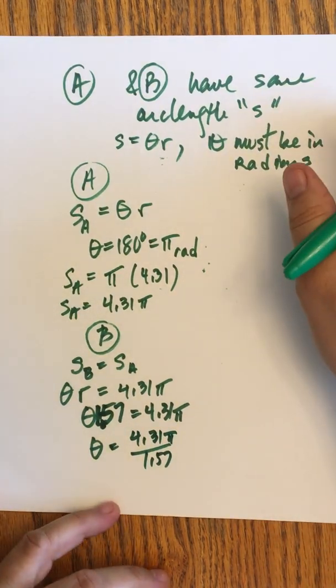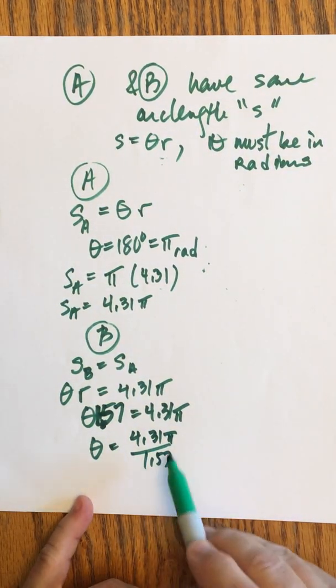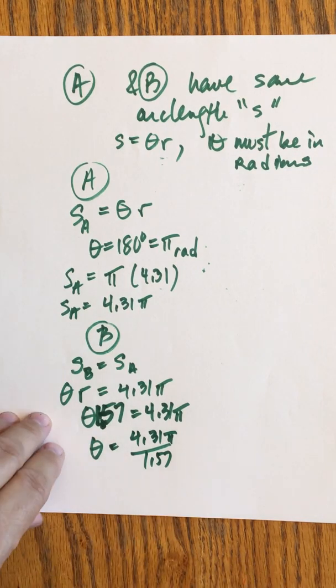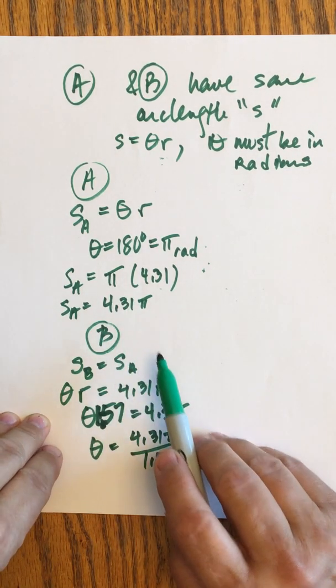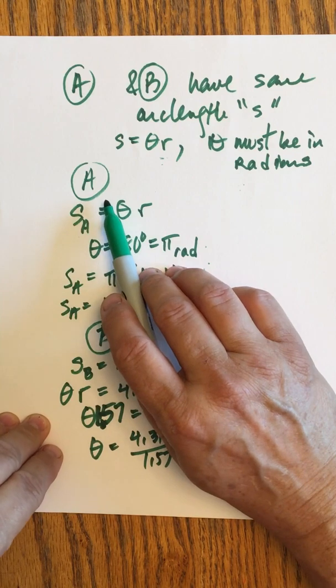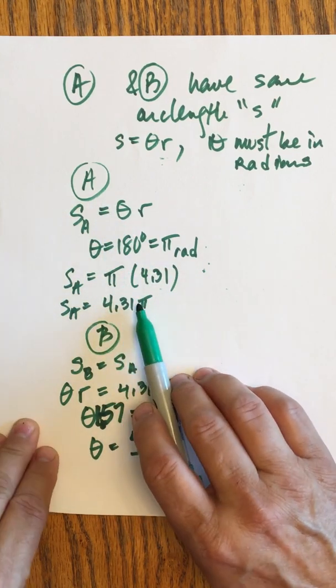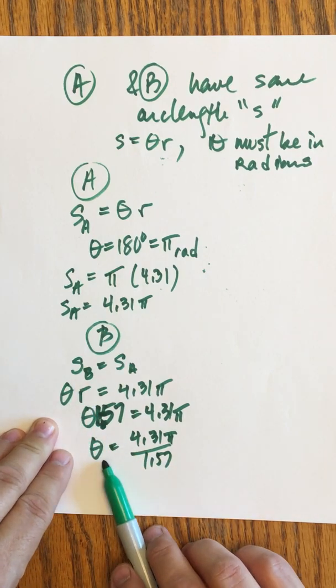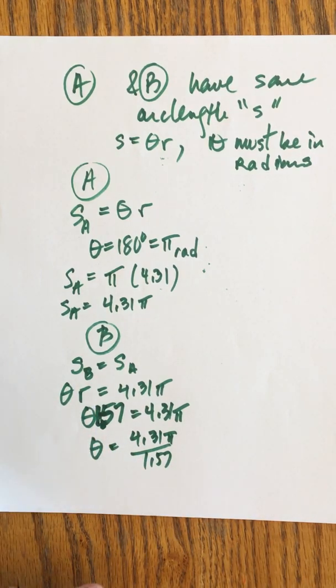Okay. Now, if you notice, I'm not finding numbers, and I'll explain why at the end. All right, so starting with A, I found its arc length. Then I used that arc length because it's the same as the arc length for B, which allowed me to find the rotation for B. Right? Now, why did I do that?